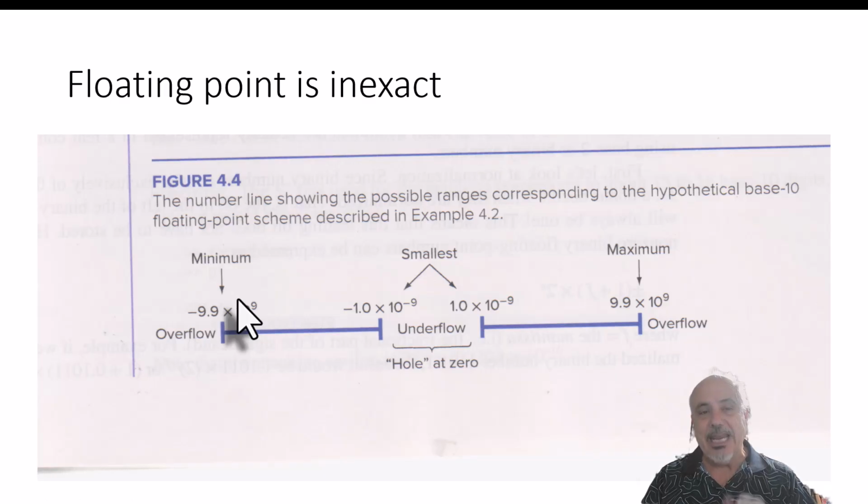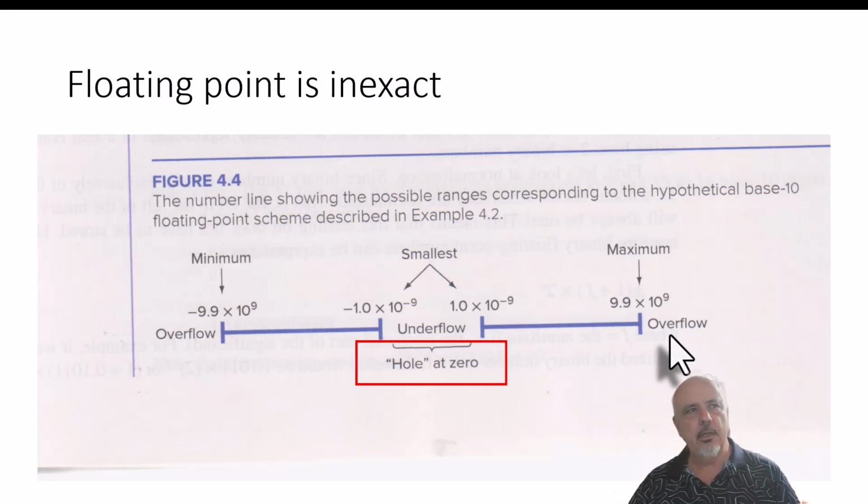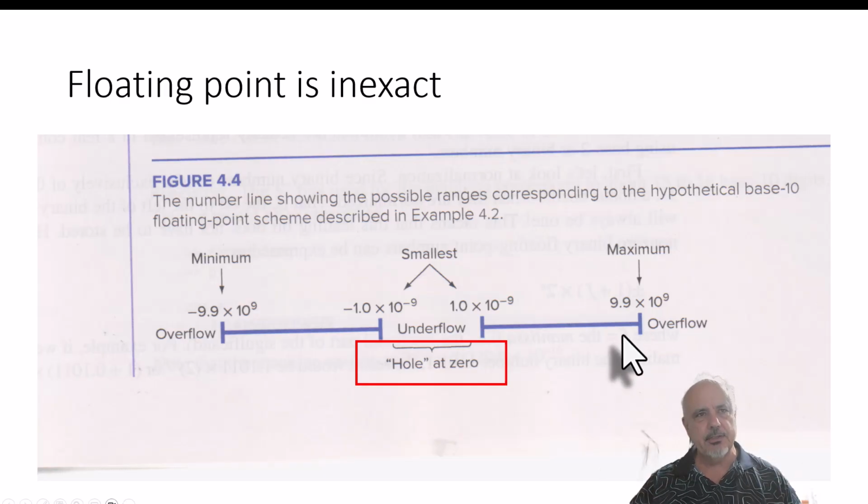And the implication of that is that you're going to have a hole between -1 times 10 to the -9 and plus 1 times 10 to the -9. They call that an underflow hole, and it's where you can't represent something in that area. That's as opposed to anything that is above 9.9 times 10 to the 9 or below -9.9 times 10 to the 9. That's an overflow. So you have an underflow, which is near 0, and then you have an overflow that's a huge number.